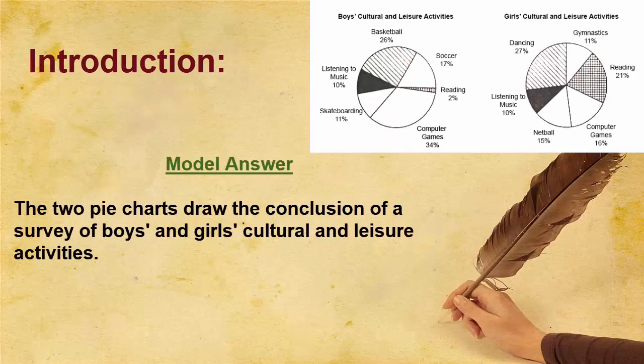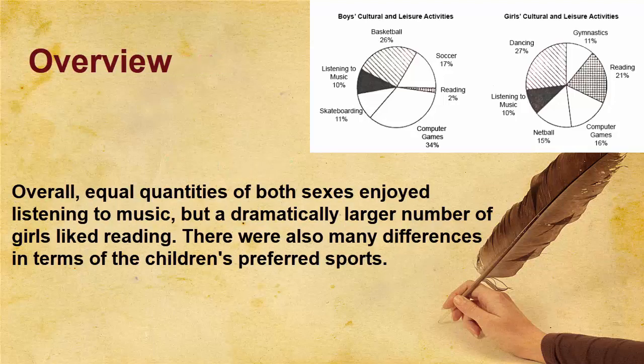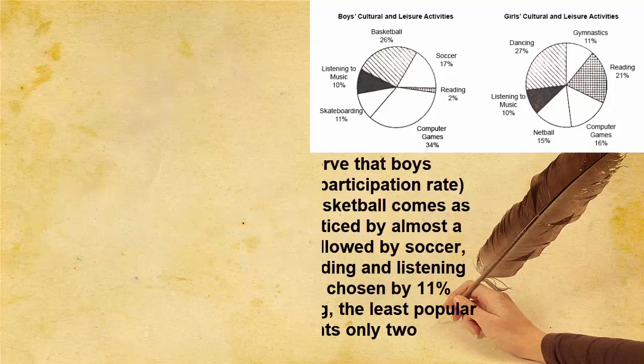Model answer. The two pie charts draw the conclusion of a survey of boys' and girls' cultural and leisure activities. Overall, equal quantities of both sexes enjoyed listening to music, but a dramatically larger number of girls liked reading. There were also many differences in terms of the children's preferred sports.